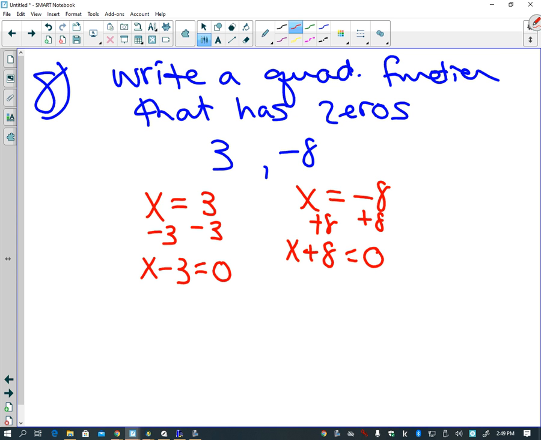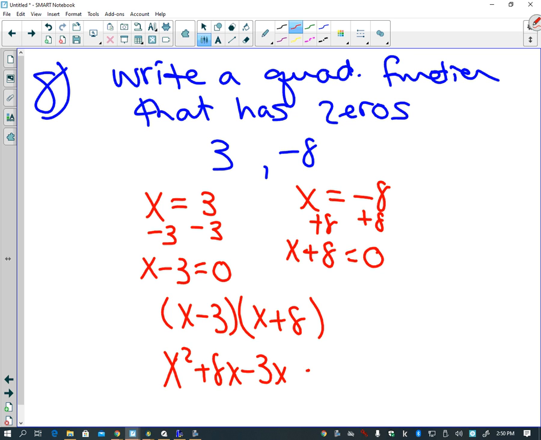Now what happened before this? It was in parentheses, x minus 3. What was over here? X plus 8. And now how do I get it back to the quadratic? FOIL. X times x is x squared. X times 8 is 8x minus 3x minus 24. Okay, last step. Combine like terms, x squared plus 5x minus 24.